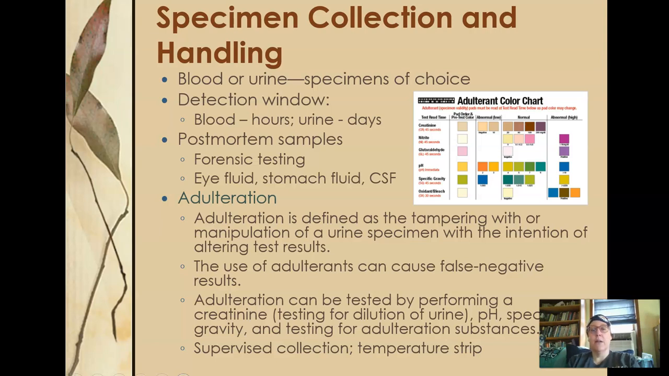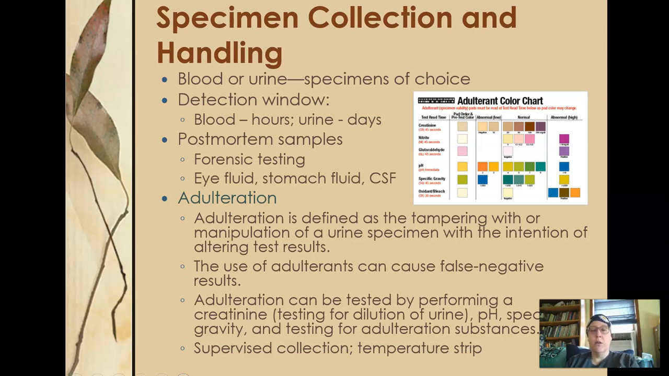Now, when we're talking about collection, if we're looking at drugs of abuse, sometimes you can have problems with adulteration of the specimens. This is where the person giving the specimen wants to pass the drug test, or knows that they've been taking some drugs and wants to basically fake out the test. I'm sure for those of y'all who have had urine and body fluids, you've talked about it, but adulteration of a specimen is defined as tampering with or manipulation of a urine specimen with the intention of altering the test results. The use of adulterants can cause false negative results.